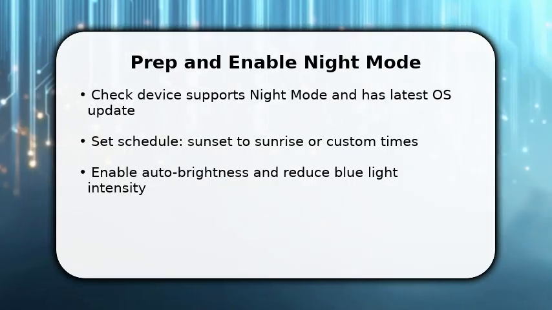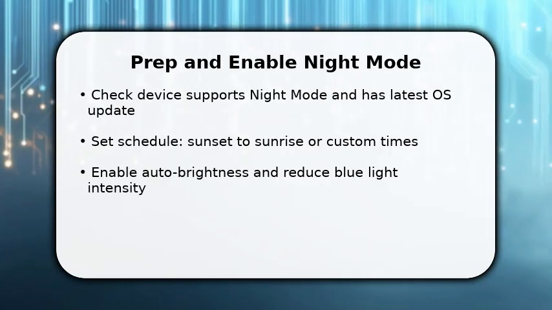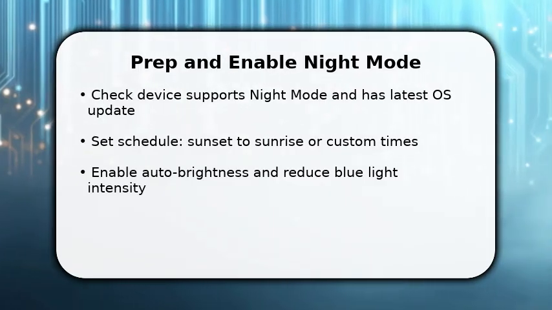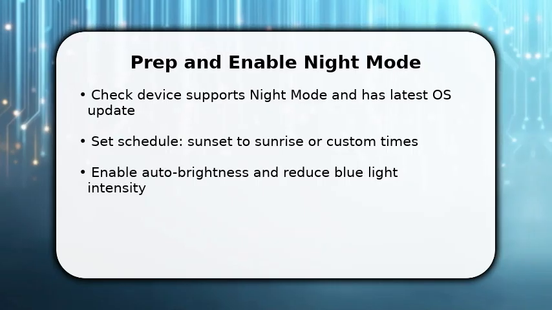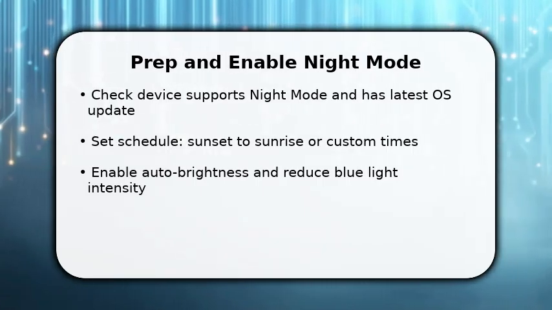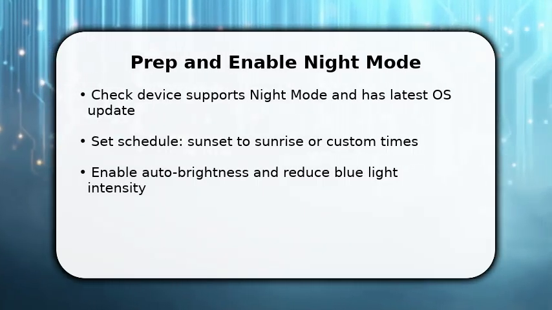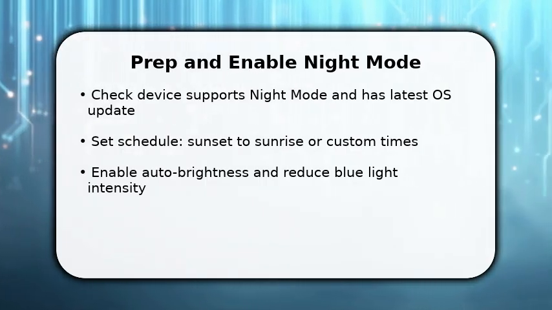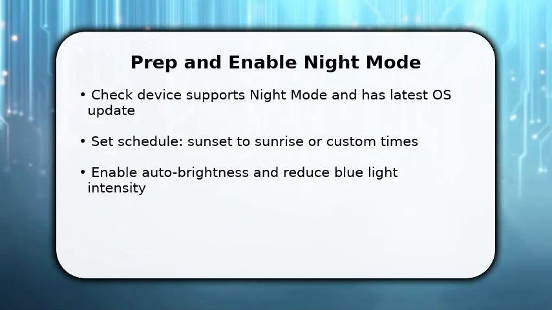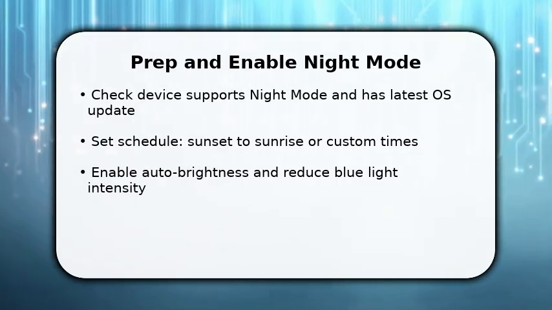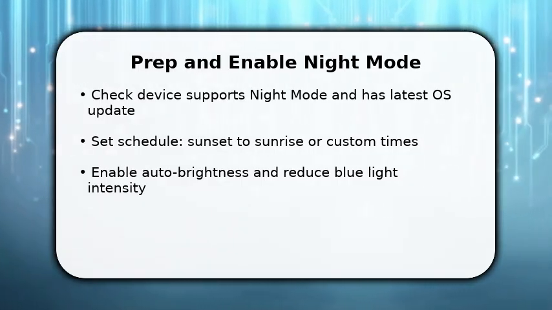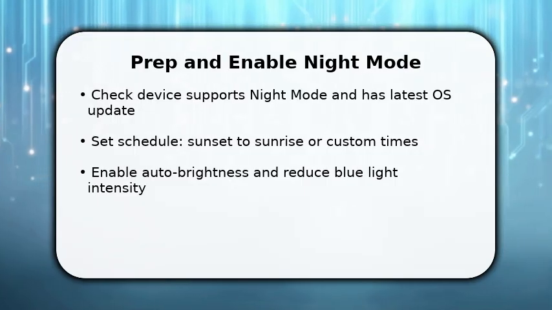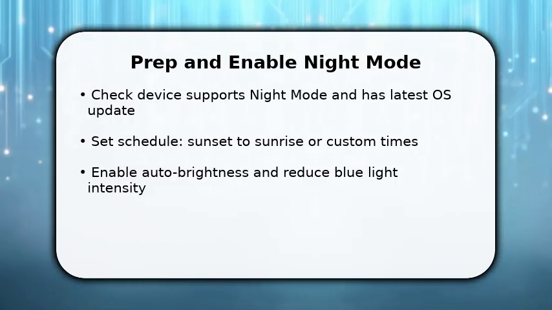You start by confirming compatibility and updates so night mode behaves predictably. Once done, open settings and enable night mode. Choose scheduled if you want it automatic. Make sure to pick sunset to sunrise or set custom times that match your bedtime. You should also turn on auto brightness and lower blue light intensity to reduce eye strain. This first step prepares the system so your display shifts gradually and won't surprise you at night.